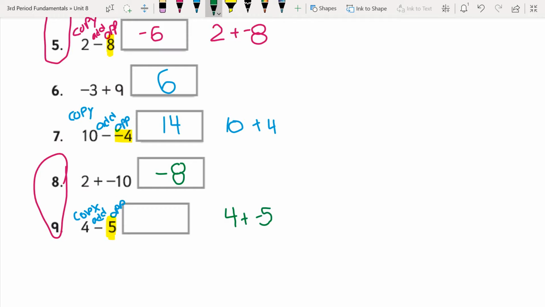Okay, so now let's see what I got here. I have a positive and a negative, so I'm going to subtract them. So I do 5, and I'm going to take away 4. And 5 take away 4 is 1. Which number's bigger? Well, 5 is bigger, and 5 is negative. So my answer is negative. So you should have gotten a final answer of negative 1.